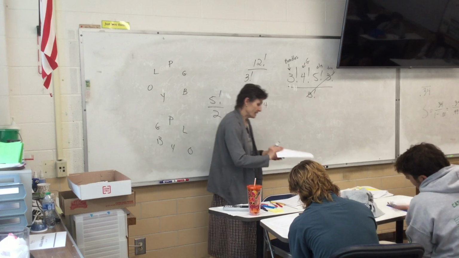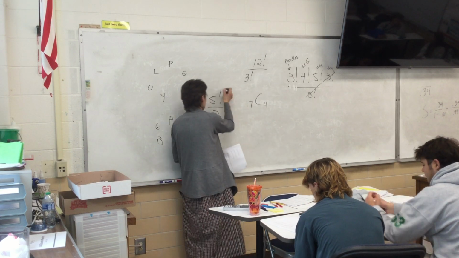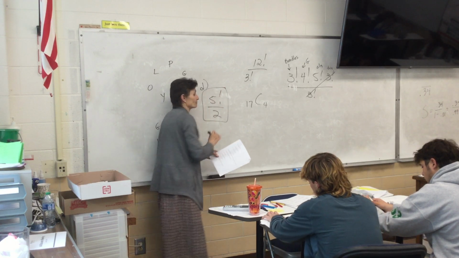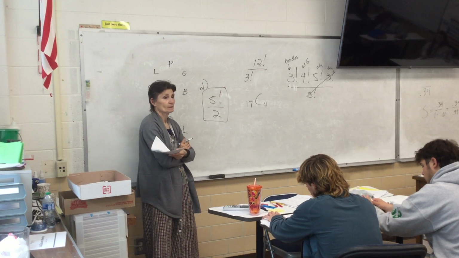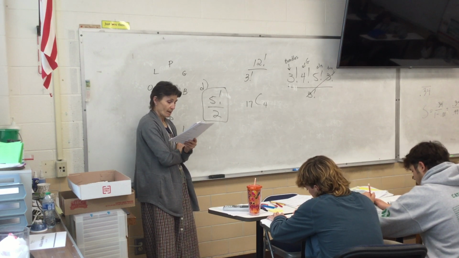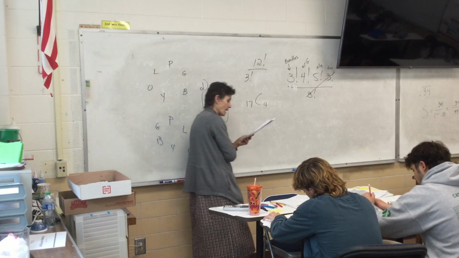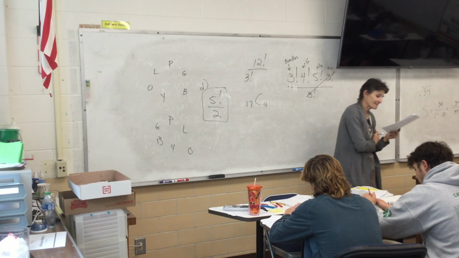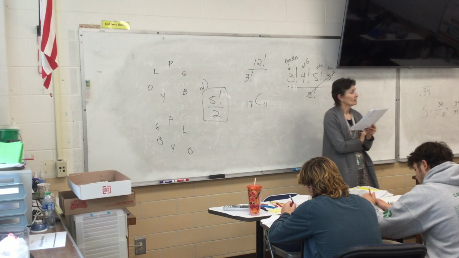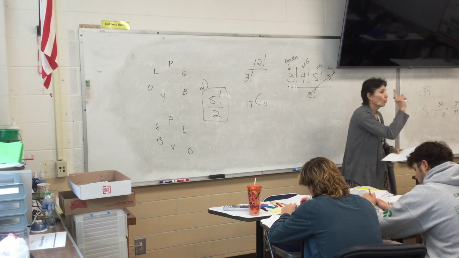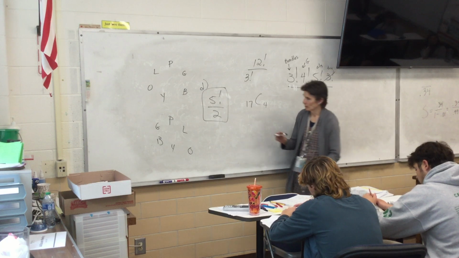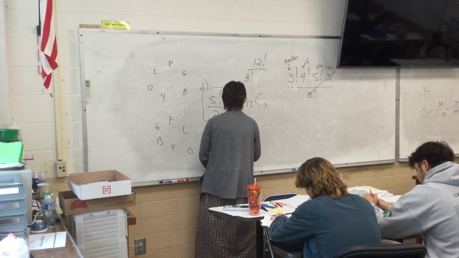All right, letter E. Okay, so this is the answer to letter B. All right, letter E. How many ways can I arrange 6 different beads on a bracelet with a clasp? 6 factorial over 2. That's the answer to E.